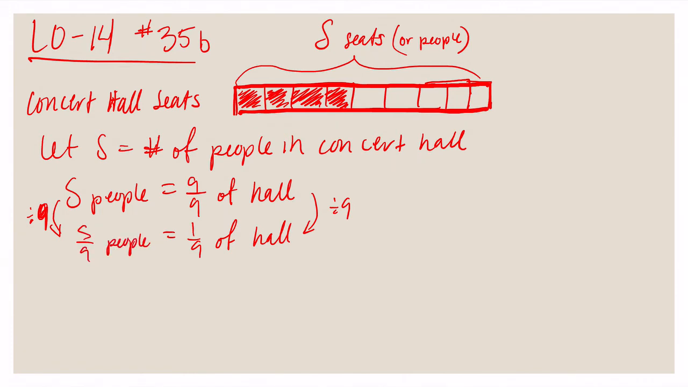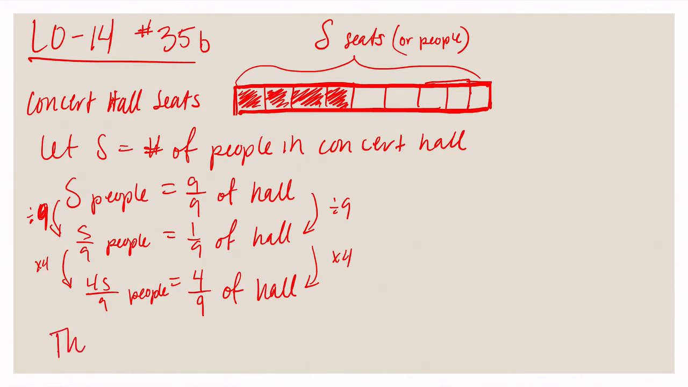Okay, now we need to build this 9/9 up to 4/9. Okay, so we want 4/9 of the hall. So that would be multiplied by 4. And so we have 4S over 9 people. Looks like there's a direct correlation here between the seats and the people, which makes sense, right? So when 4/9 of the hall is filled, there's 4/9 S seats filled in the hall. And there's 4/9 people.